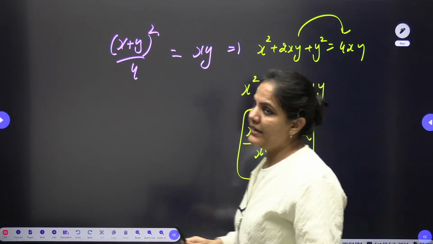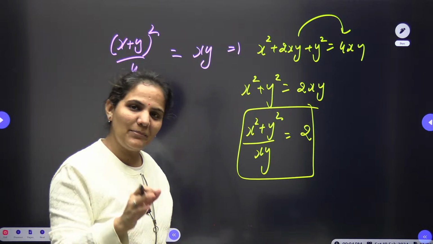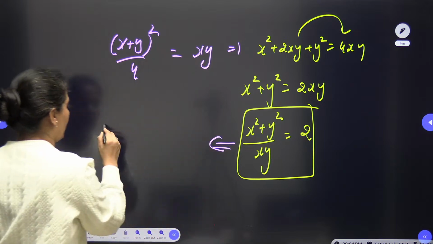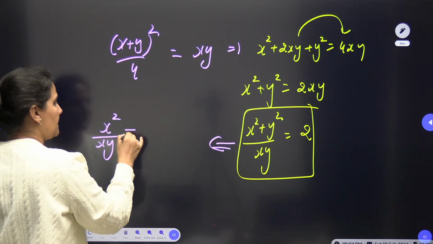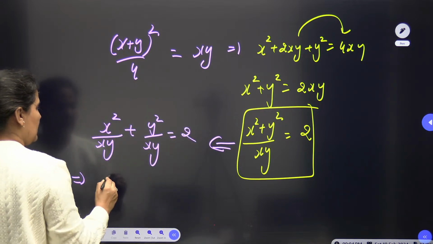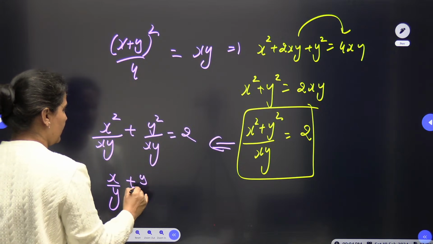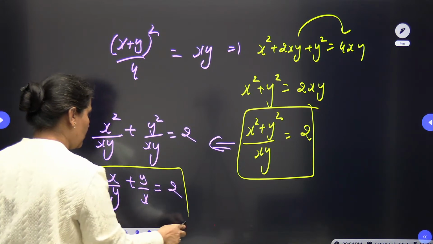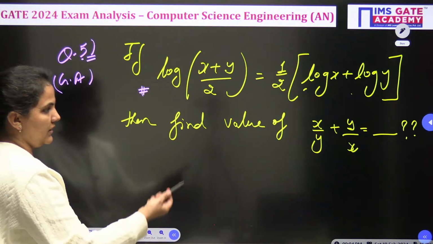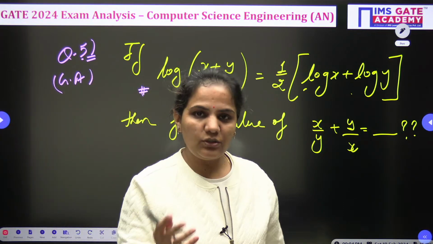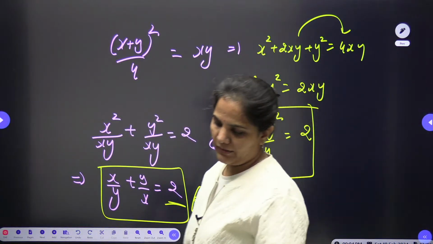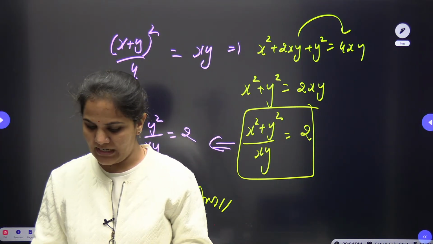But this is not in the required form. So let's convert this into the required form: x square by xy plus y square by xy. When you split the terms, you get what is required. So x by y plus y by x equals 2, my dear students. Very easily we get the result 2. As this was a NAT, because I don't have options, this should be 2. Alright, I hope you guys agree with me.